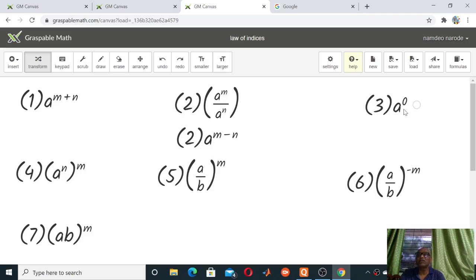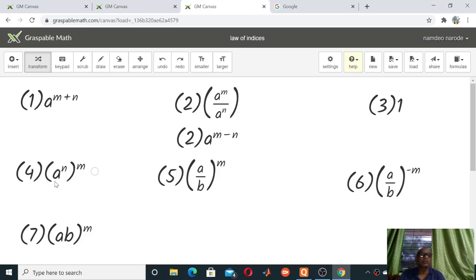आता थर्ड एक्झाम्पल बघा. a is any number, may be real, negative, positive, rational, irrational, any real number. Then if the power of any real number is 0, then its value will be what? 1. Its value will be 1.